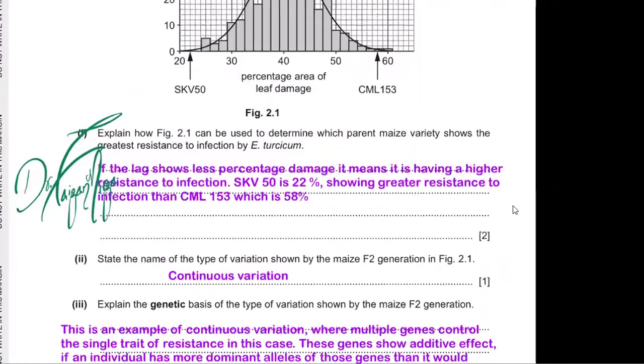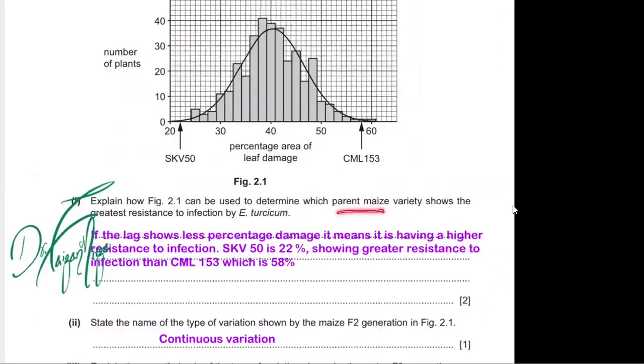Explain how figure 2.1 can be used to determine which parent maize variety shows greatest resistance to infection by this fungal pathogen. If the bar shows a low percentage damage, it means it has a high resistance to infection, because if the number of plants are not getting infected, this means they are resistant.